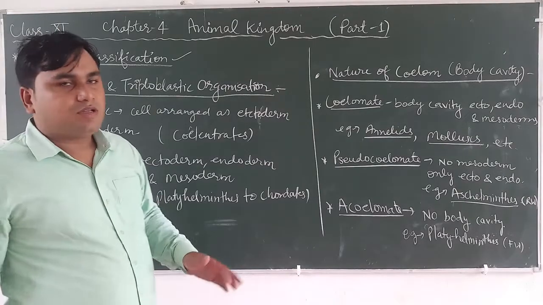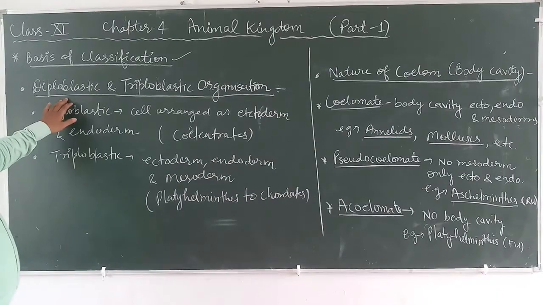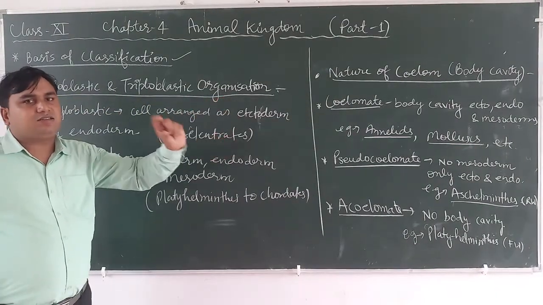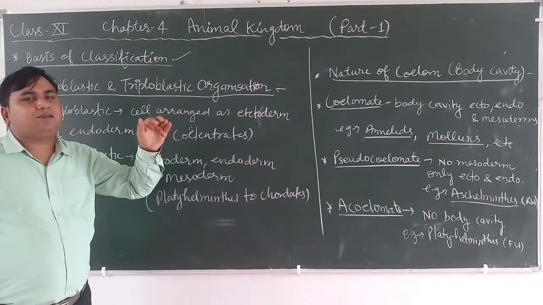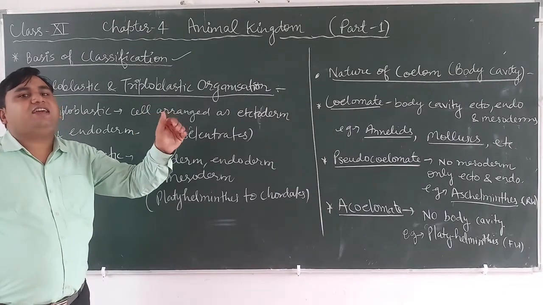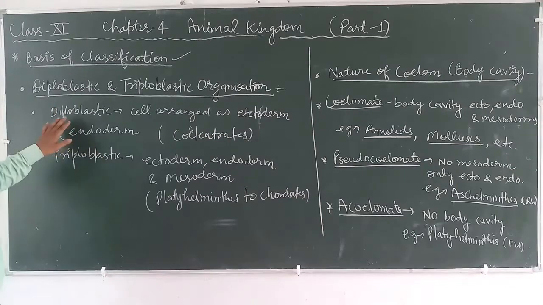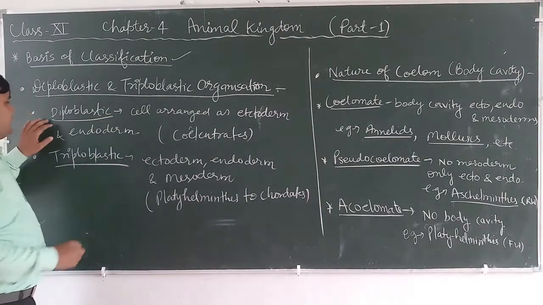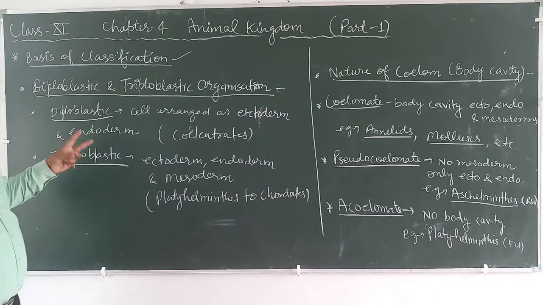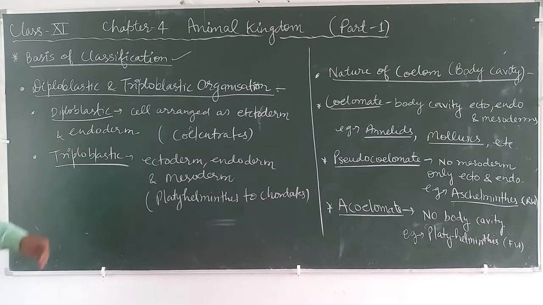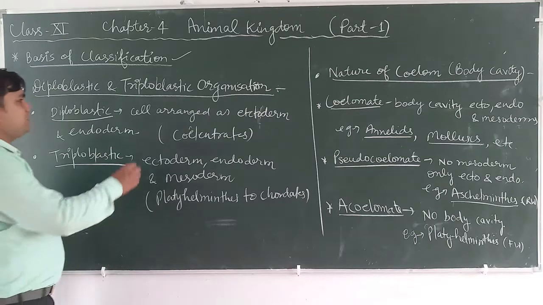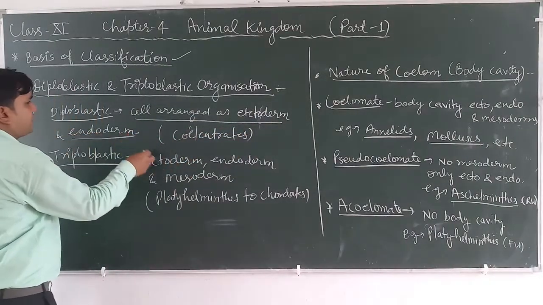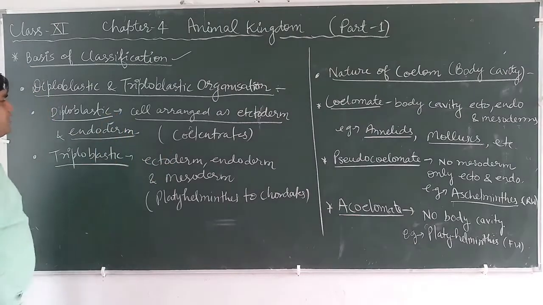Next two is the diploblastic and triploblastic organization. It is also known as on the basis of their embryonic layer organization. Diploblastic: diplo, di, 2 and triplo, tri, 3. Diploblastic, when animal cell arrangement as their embryonic layer into the ectoderm and endoderm are called diploblastic.